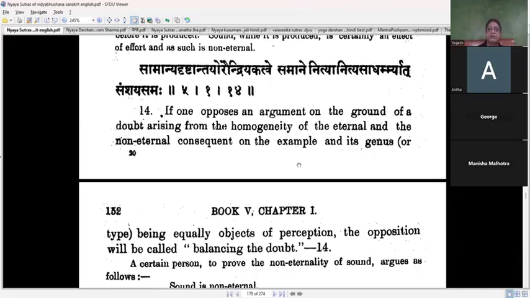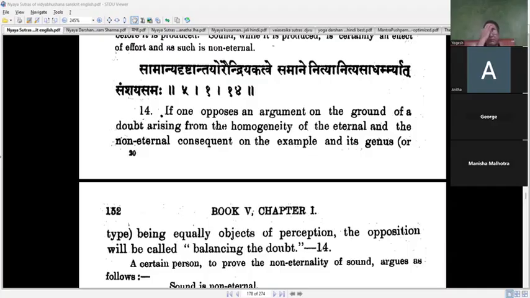So next we look at the 14th one, sanshaya sama. Sanshaya is basically a doubt. So sanshaya sama is balancing the doubt, the fallacy of balancing the doubt. The sutra: samanya drishtantayoh aindriyakatve samane nitye anitye sadharmyat sanshayah. So sanshaya sama is a logical fallacy. What does it involve? It happens when two objects are common objects of perception. You will apply it to two objects that are both commonly the objects of perception.